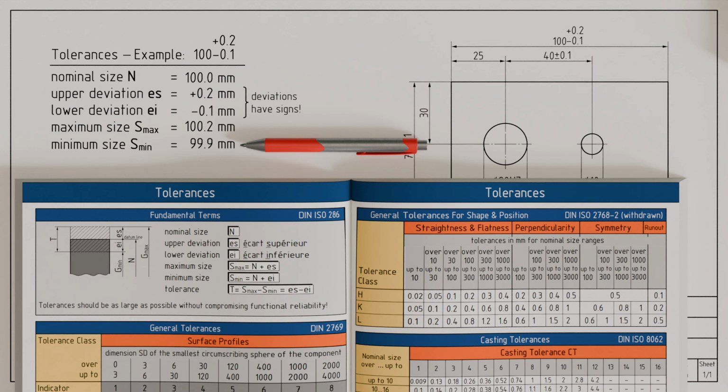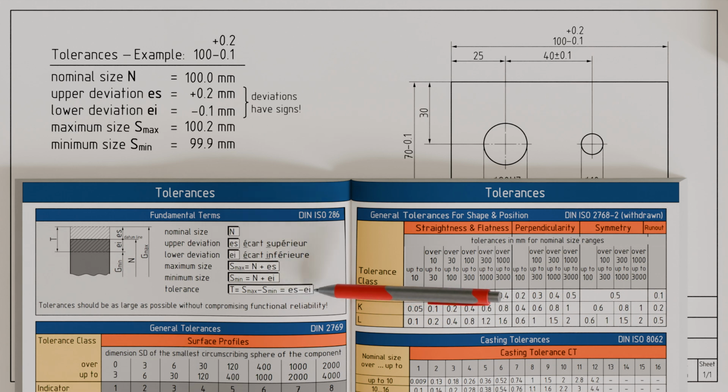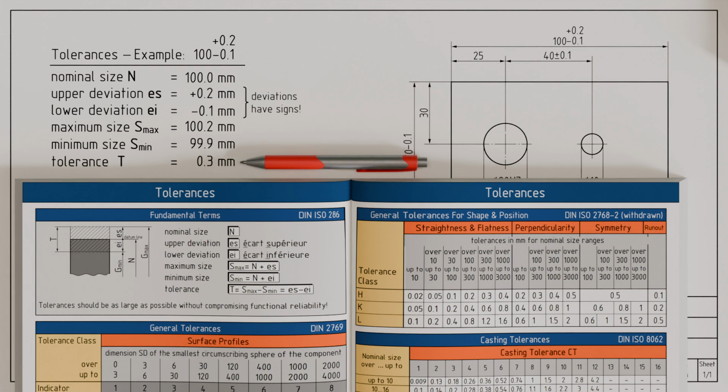The difference between the limit sizes defines the range within which the actual measured value may vary. This range is called the dimensional tolerance, or simply tolerance, and is symbolized by the capital letter T. In our case, the difference between the maximum size and the minimum size results in a tolerance of 0.3 mm.